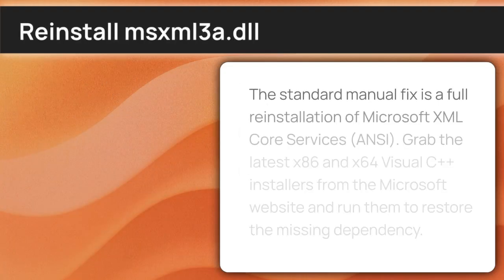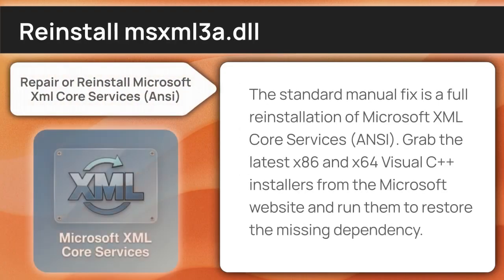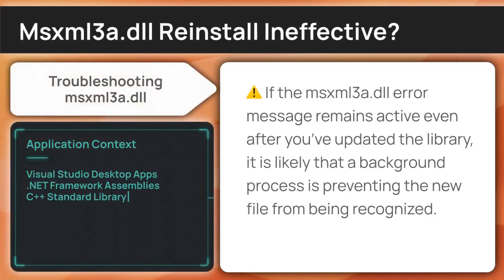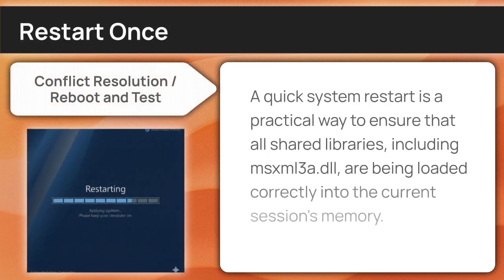The standard manual fix is a full reinstallation of Microsoft XML Core Services, ANSI. Grab the latest x86 and x64 Visual C++ installers from the Microsoft website and run them to restore the missing dependency. When a standard reinstall doesn't cut it, we move to advanced diagnostic steps to ensure the system is properly configured. If your system has been running for an extended period, a reboot might be necessary to resync your background processes and clear any temporary locks on the msxml3a file.